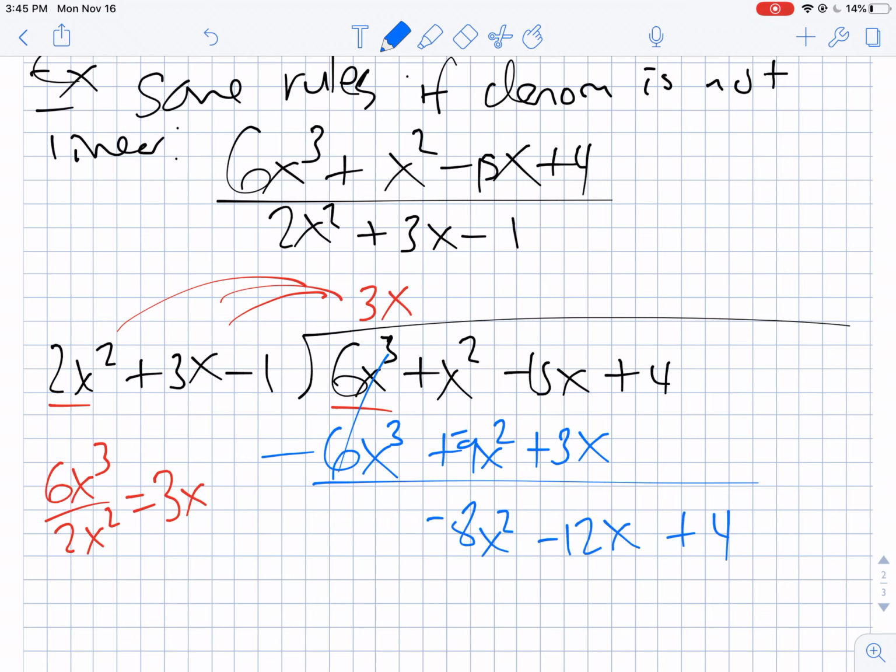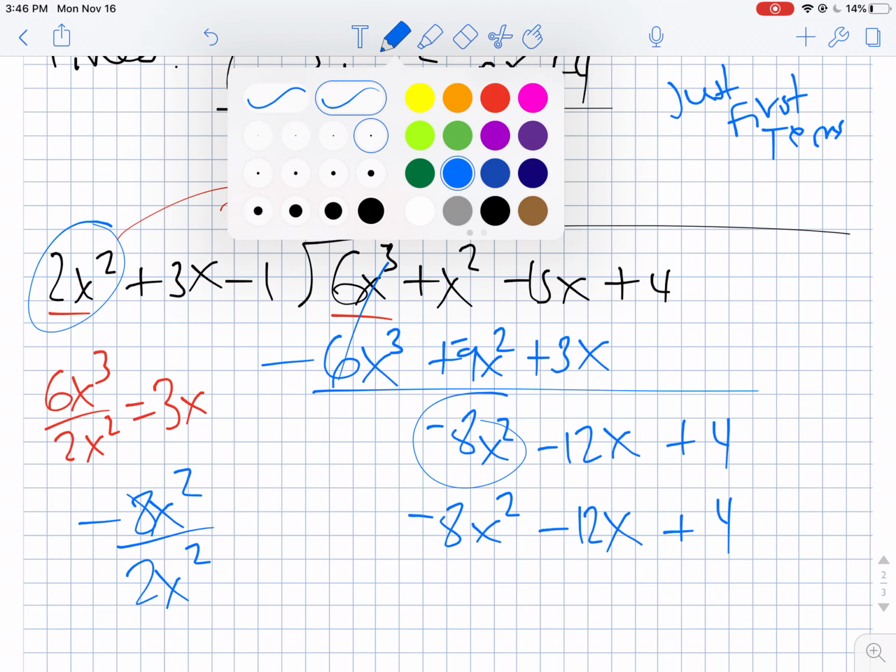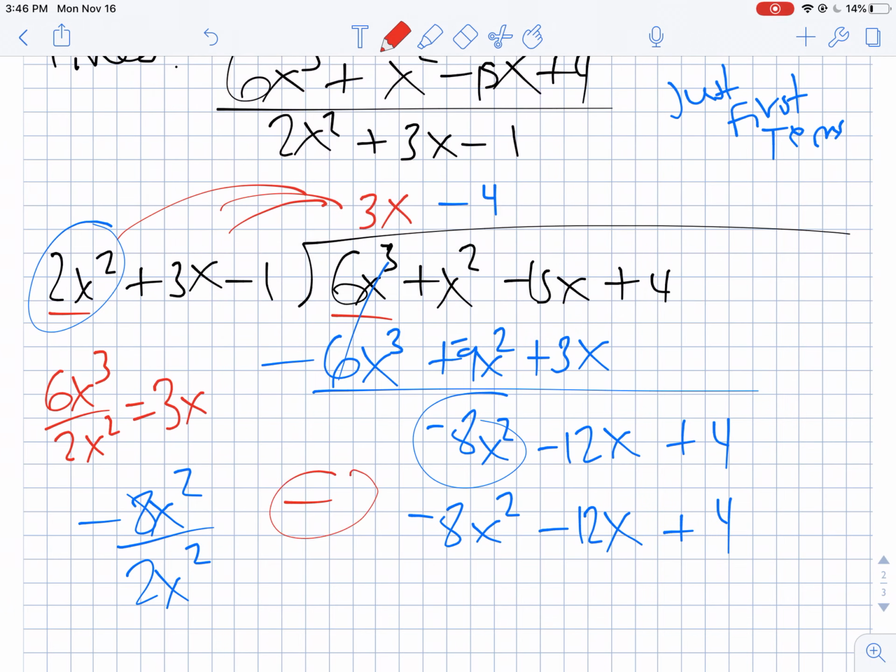Now, again, I wanted to highlight here, this is the same thing we've been doing. We're just dividing in the first terms. No matter how many terms they are, when we do the divide step, I'm just looking at the first term and the first term. So now I do negative 8x squared over 2x squared. The x squareds, of course, cancel. So we have a negative 4. Multiply down. So we'll have negative 8x squared minus 12x and then plus 4. And then by the good nature of your teacher, you see that everything just cancels and you have 0. So that's your nice, cute answer.